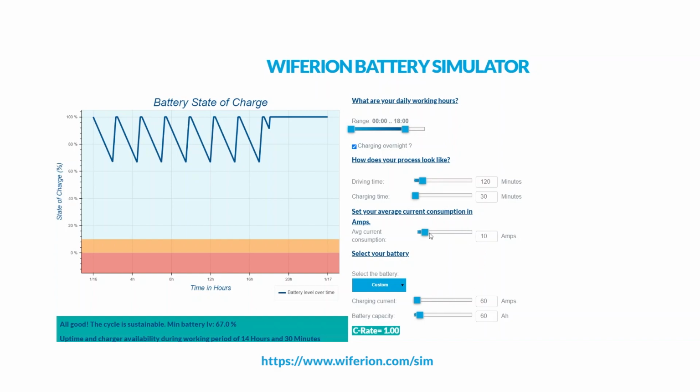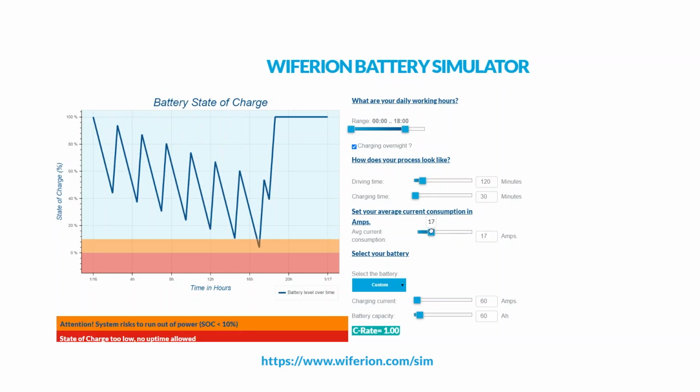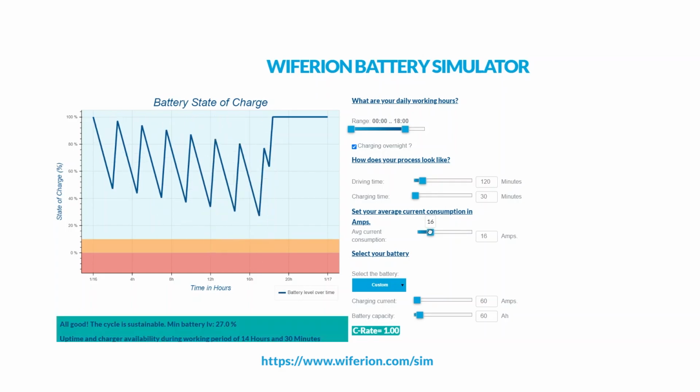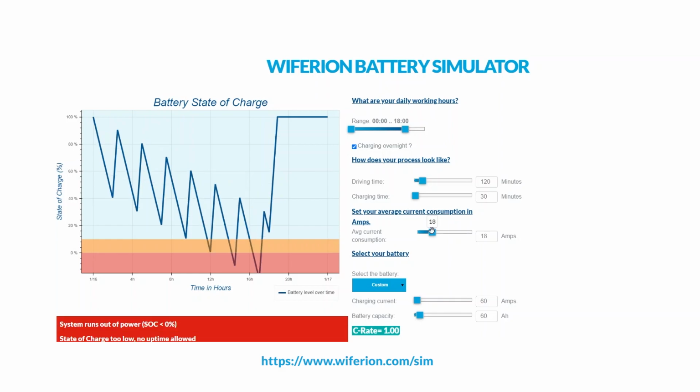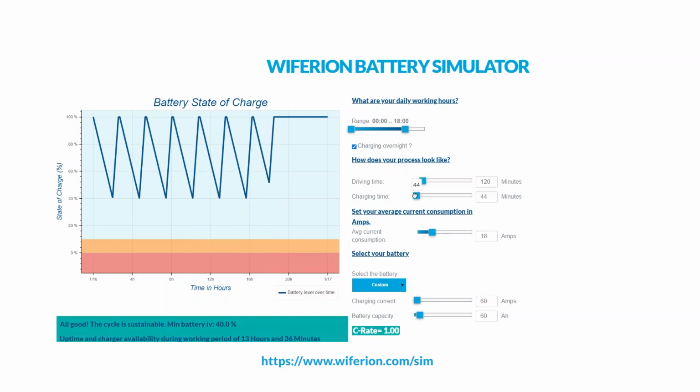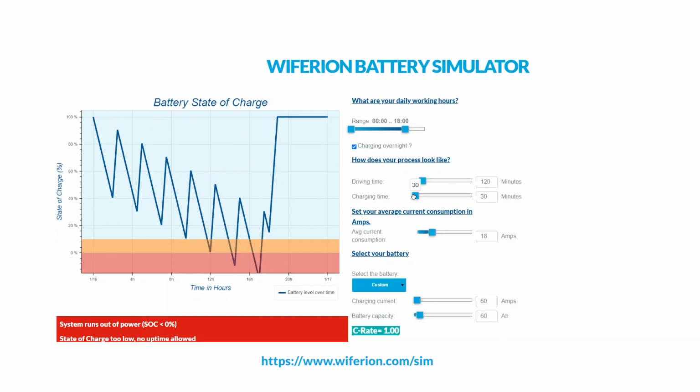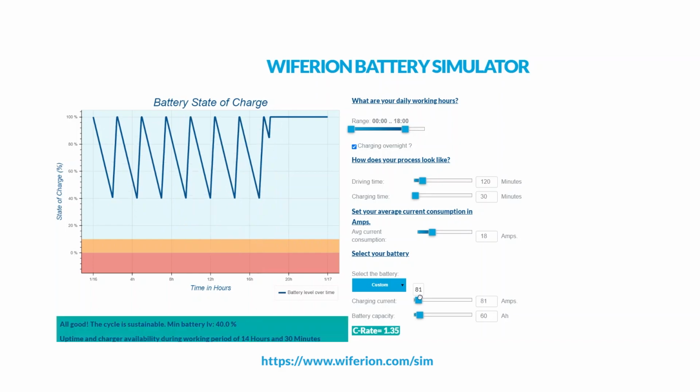And if we would, for example, increase the consumption, have a bigger AGV, we see the depth of discharge would increase, and at some point we would run out of power during this process. So what do we do to overcome this? We can either increase charging time, but we don't want that because this is going to make our availability decrease. Or we can increase charging power. If we increase charging power, we're back on a self-sustainable process.